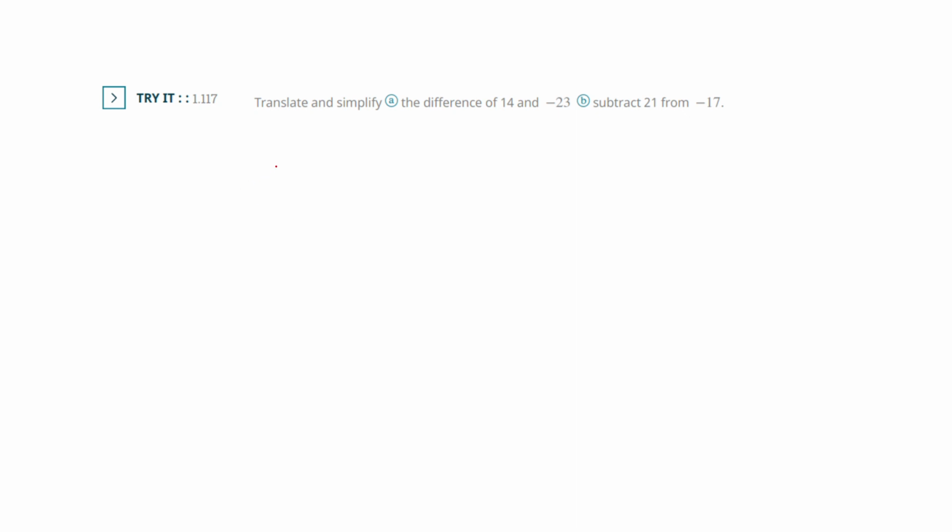Okay, so let's do some more. The difference is going to be subtraction. The difference of 14 and negative 23. I've translated that into math language. I get 14 plus 23. Get 37.